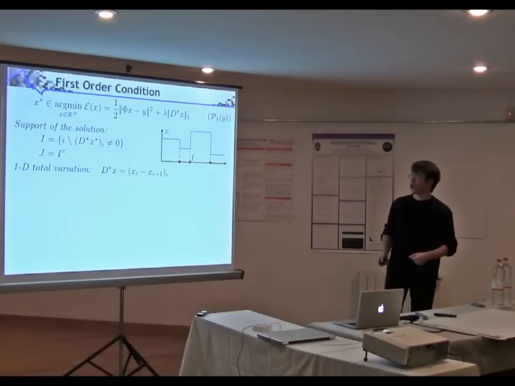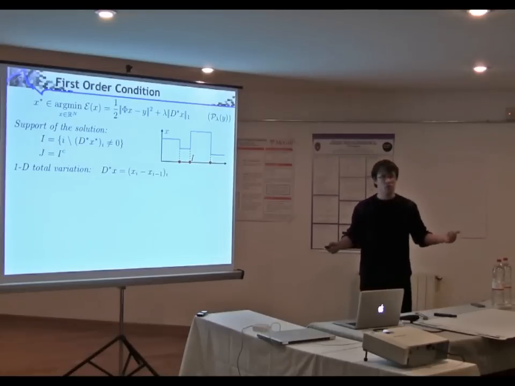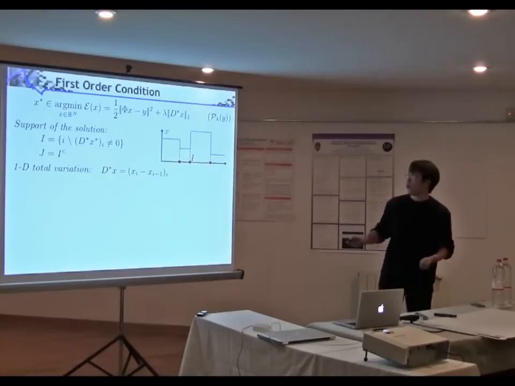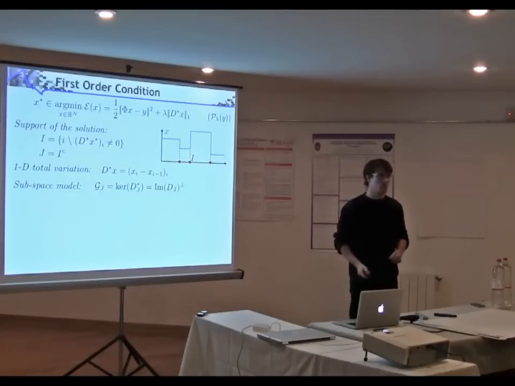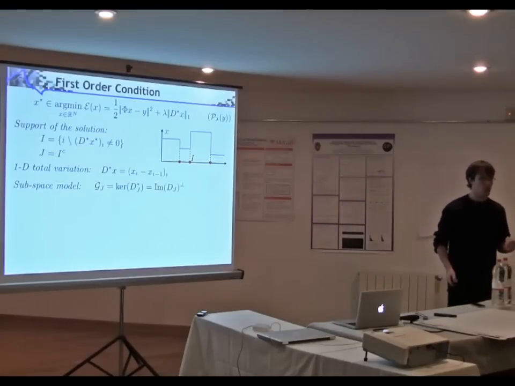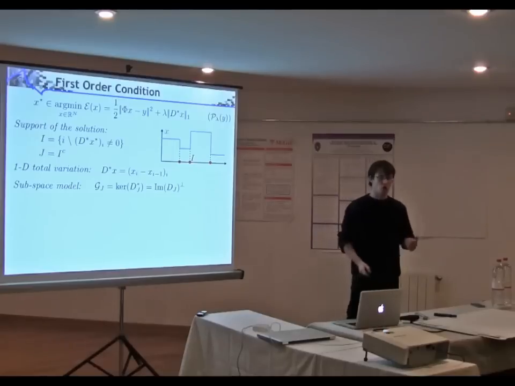But it's more general. You can consider more general operators than the derivative. You could consider a second order derivative, a third order derivative. It would be exactly the same. You will look for the indices where your operator, your correlation, is non-zero. And what is associated to this is the union of subspaces model. It's in fact the subspace where locally the solution will live.